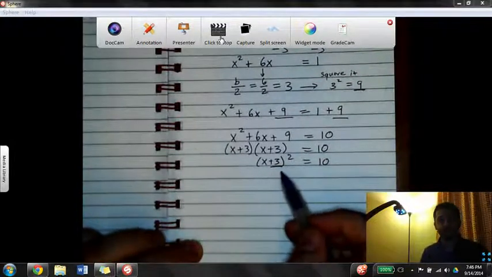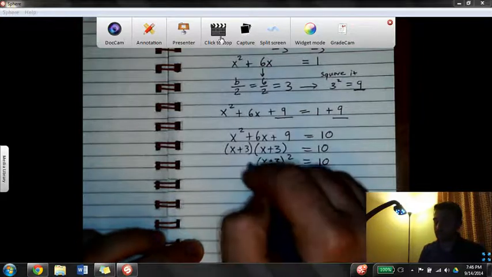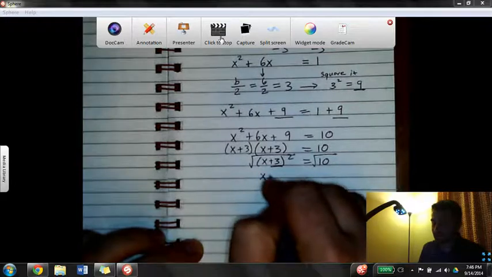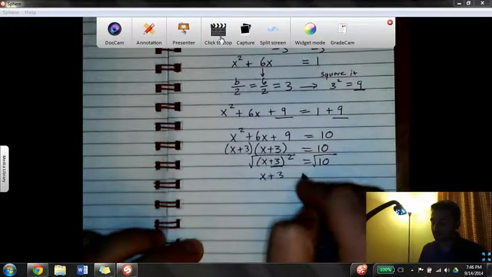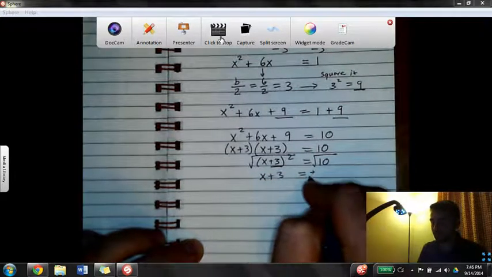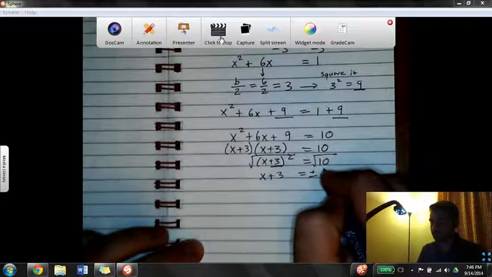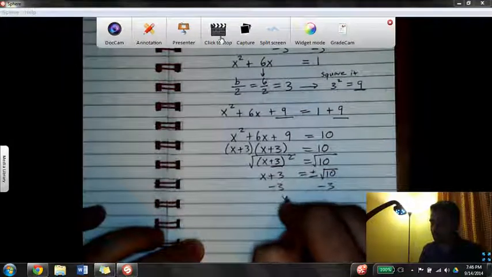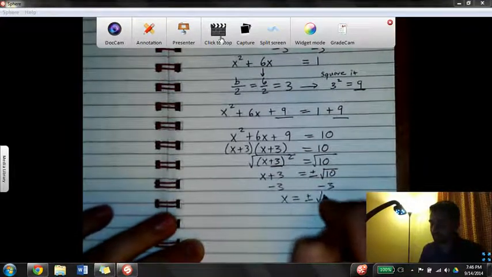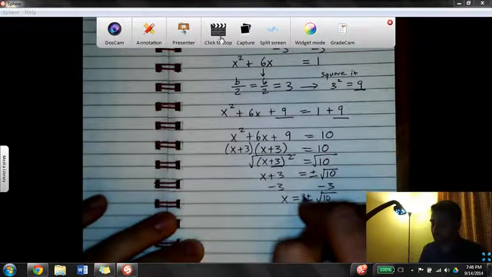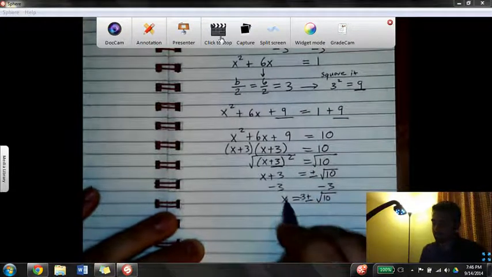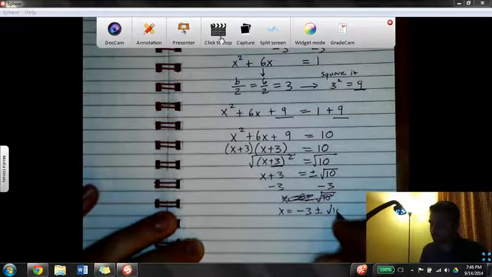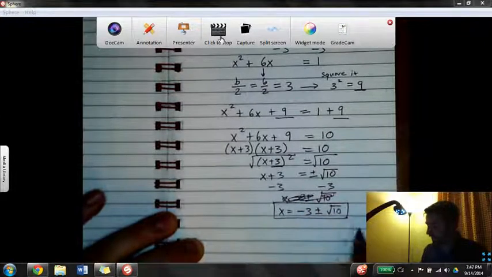And from a previous video, we know that when we have an exponent, we can solve by taking the square root of both sides, leaving us with x plus 3 equals plus or minus the square root of 10. And then to solve for x, I'm going to subtract 3. And I have x is equal to negative 3 plus or minus the square root of 10.